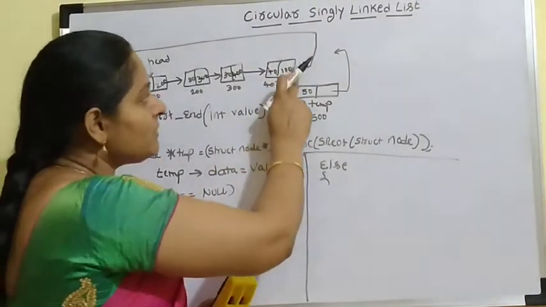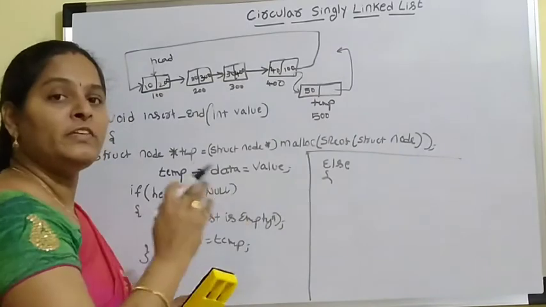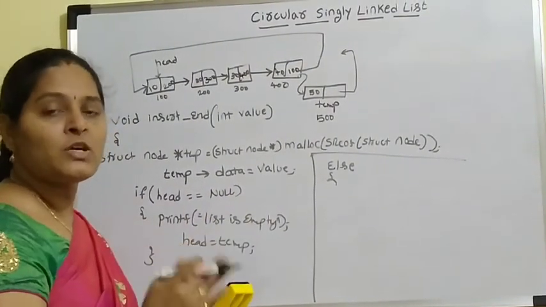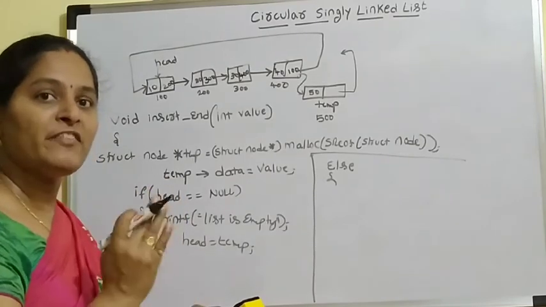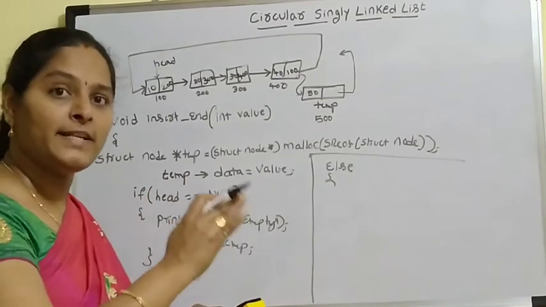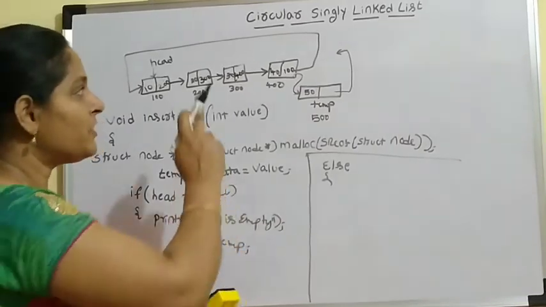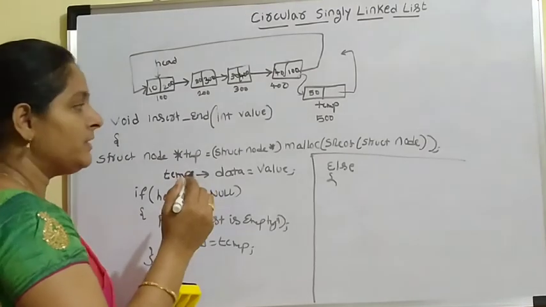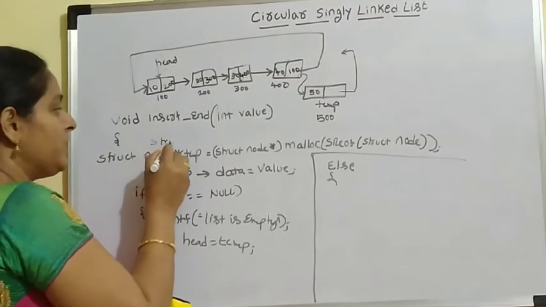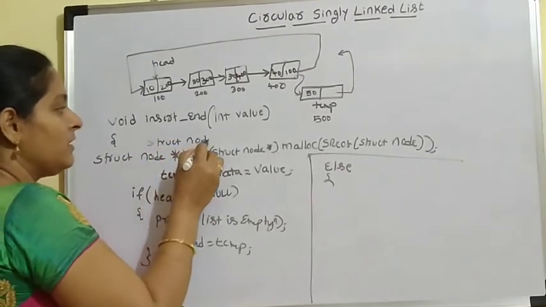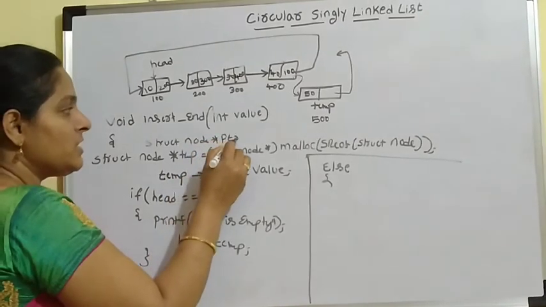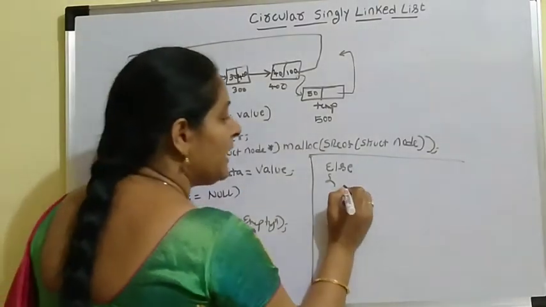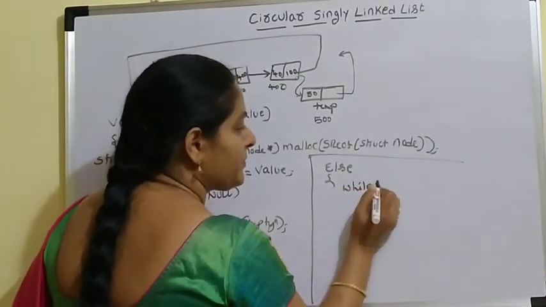These are the two connections we need to establish. To establish them, first of all we need to know which is the last node in the list. How to find out the last node in the list? If any node is having the head address in the next field, that is the last node. So for moving till the last node, we need to take one extra pointer. Here I am taking one extra pointer, PTR, just for moving till the last node.